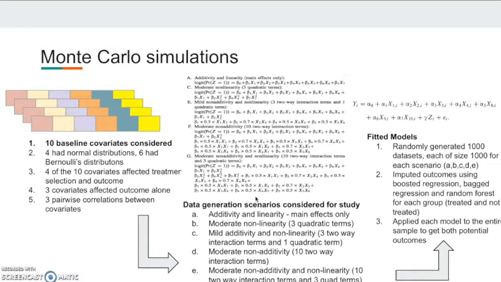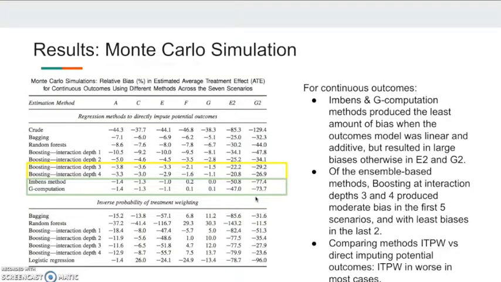So of these data generation scenarios, they then generated all of these data through this Monte Carlo simulation. And they randomly generated 1,000 data sets. And then they imputed outcomes using the 3 methods that we care about and that we're talking about today: boosted regression, bagged regression, and random forests. And then we looked at potential outcomes and biases. So let's look at that.